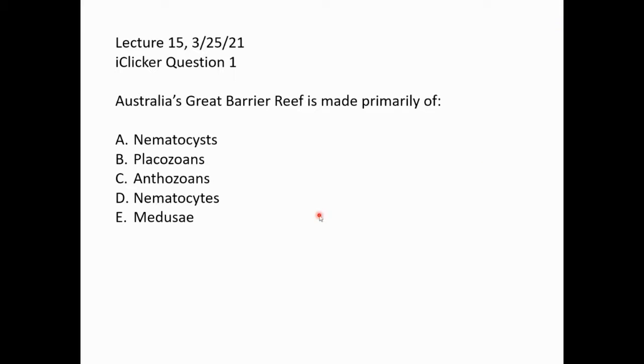Okay, so most people are saying C. Yes, we literally just talked about anthozoans, right? Anthozoans are the group that corals belong to, and the Great Barrier Reef is made up of corals, right? So it's the anthozoans.